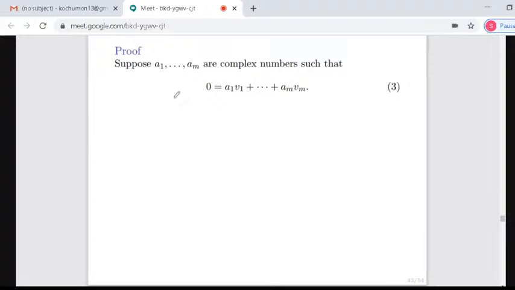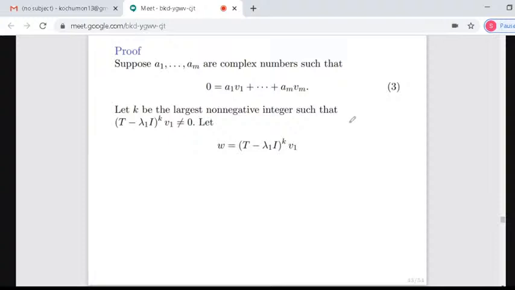Suppose a1, a2, ..., am are complex numbers such that a1 v1 plus ... plus am vm is equal to 0, and these are all generalized eigenvectors. That means we have Vj is an element of G lambda j T. This we have to keep in mind. These are generalized eigenvectors corresponding to distinct eigenvalues. We want to show that they are independent.